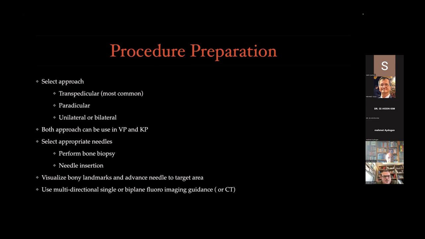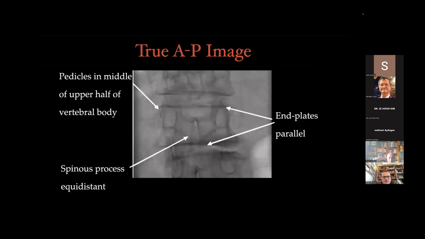Procedure preparation. I will talk about a little technique. Select approach. We can use the transpedicular, parapedicular, or unilateral or bilateral pedicular approach. Both approaches can be used for vertebroplasty and kyphoplasty. We select appropriate needles, visualize the bone landmarks and advance the needle to the target area. We can use multidirectional single or biplanar fluoro or CT.